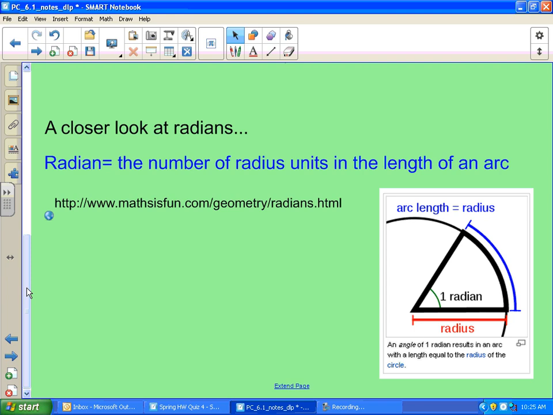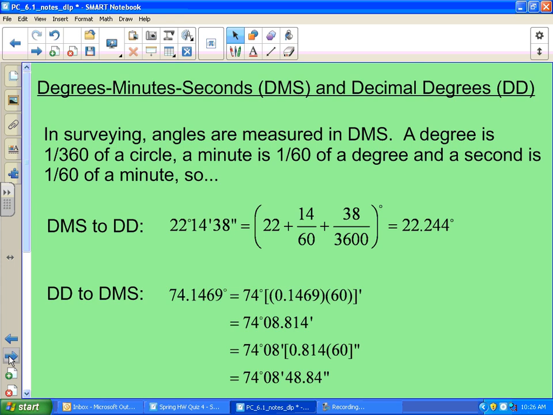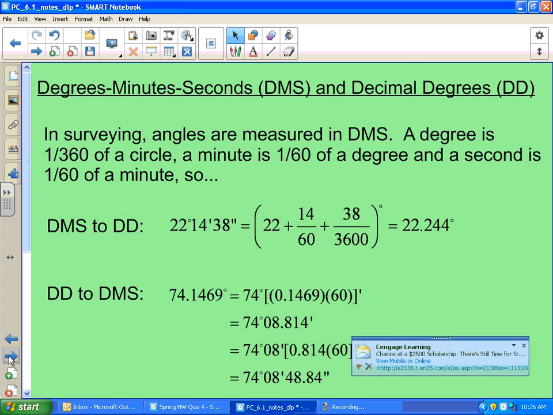All right. So here's another way of measuring angles. It's called degrees, minutes, and seconds. This is what we would do in engineering when we were doing land development. Degrees, minutes, and seconds is a way of expressing decimal degrees. So DD, decimal degrees, DMS, degrees, minutes, seconds. What does that break down to?